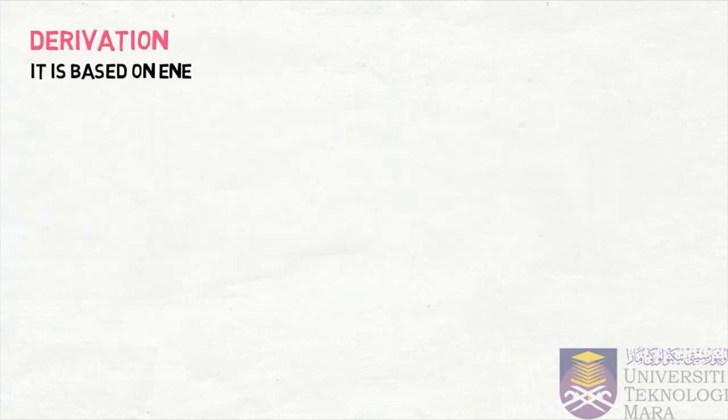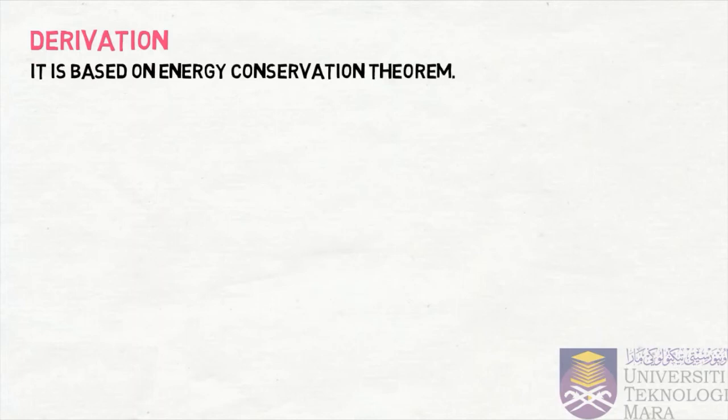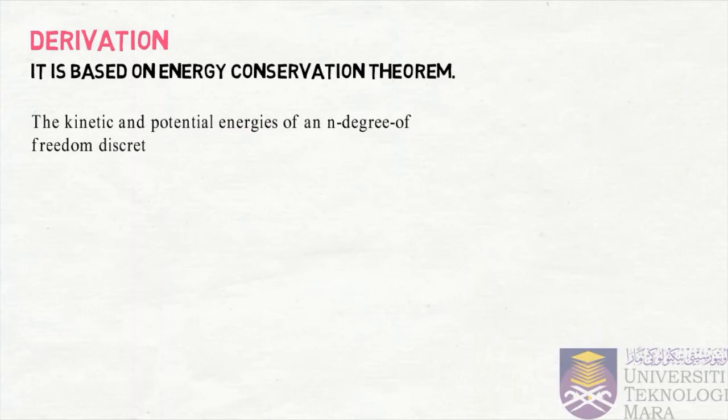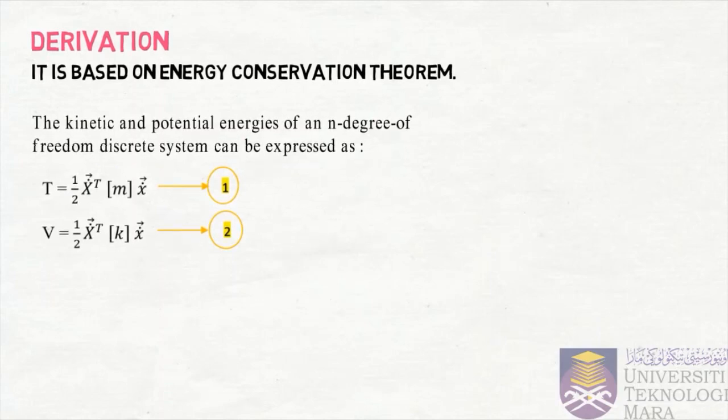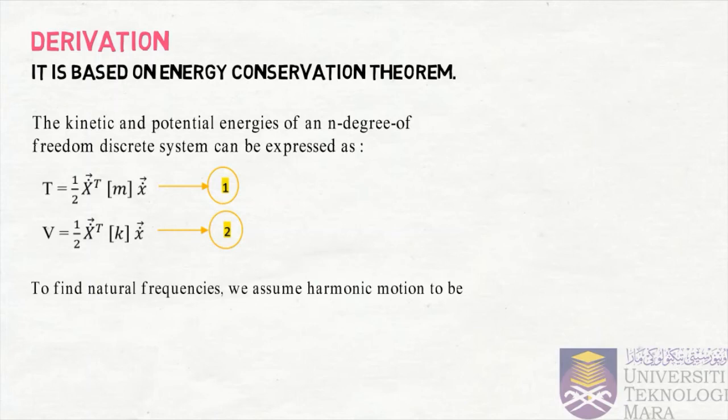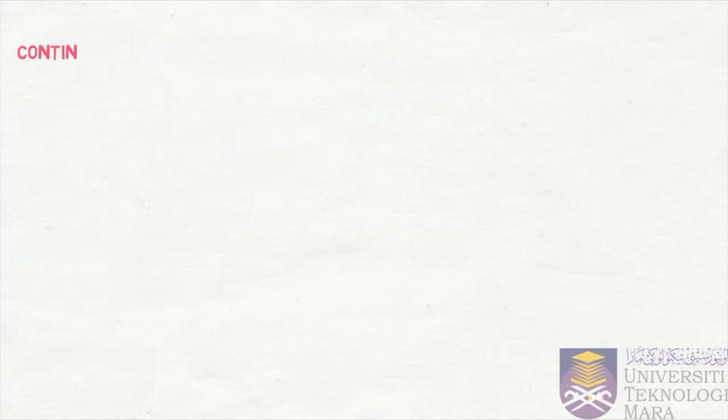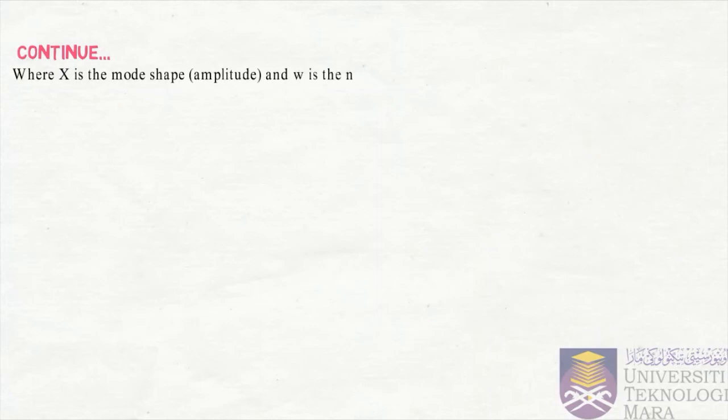Derivation. It is based on the energy conservation theorem. The kinetic and potential energy of an n degree of freedom discrete system can be expressed as, to find natural frequencies, we assume harmonic motion to be, where x is the mode shape or amplitude and w is the natural frequency.